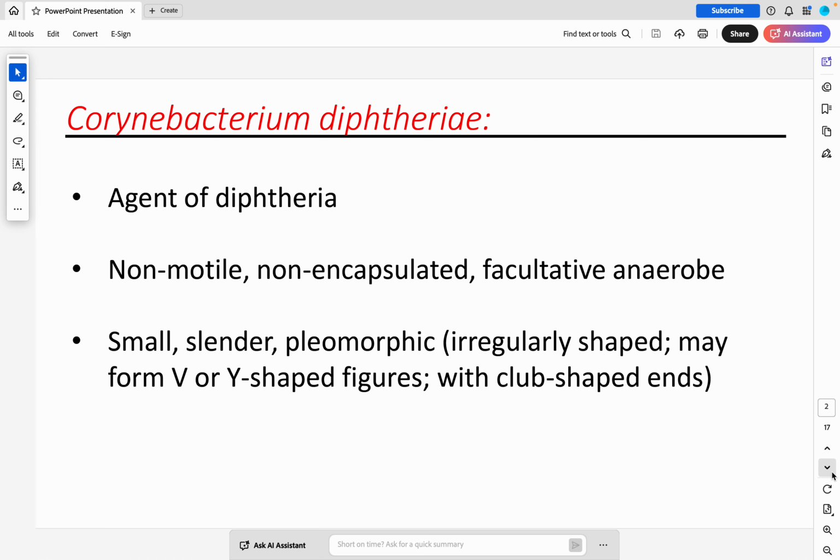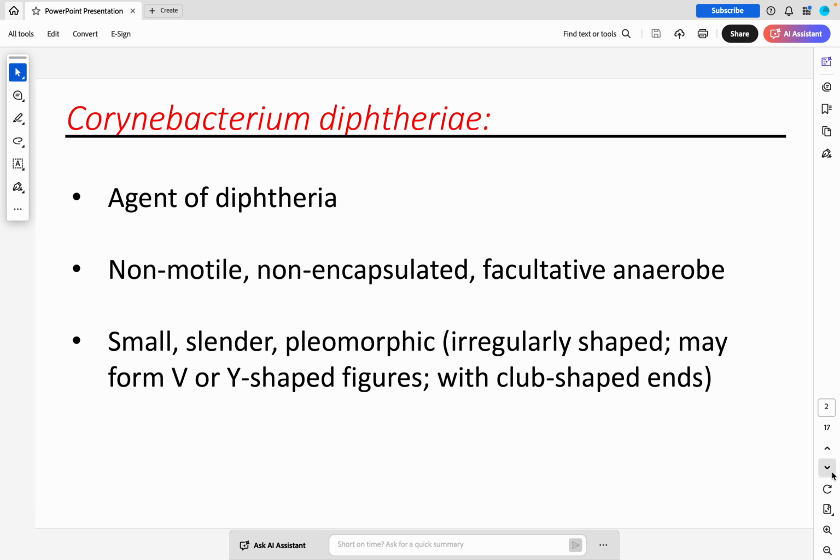For the morphology of the bacterial pathogen, C. diphtheriae is non-motile, non-encapsulated, and could be an aerobic or facultatively anaerobic microbe. There are actually several biotypes of C. diphtheriae, which I think is not reflected in this handout. But there are different biotypes below the species C. diphtheriae.